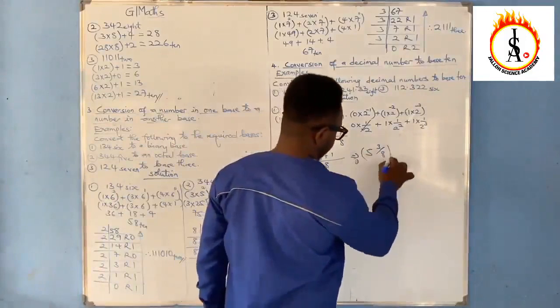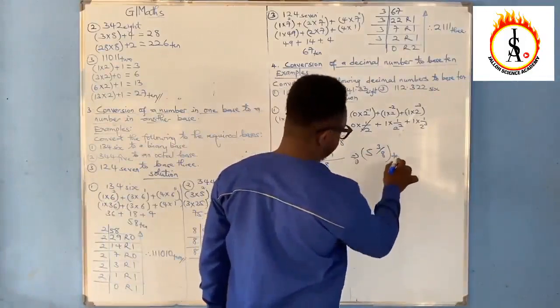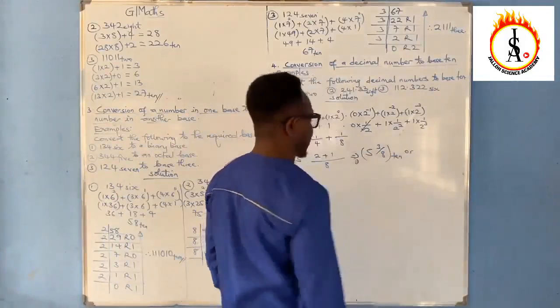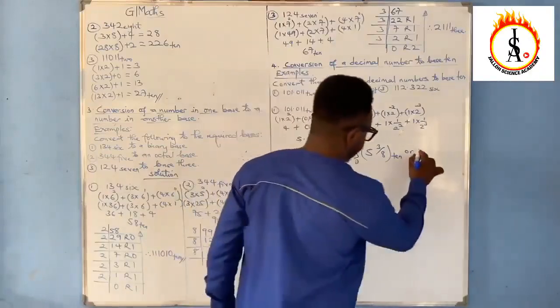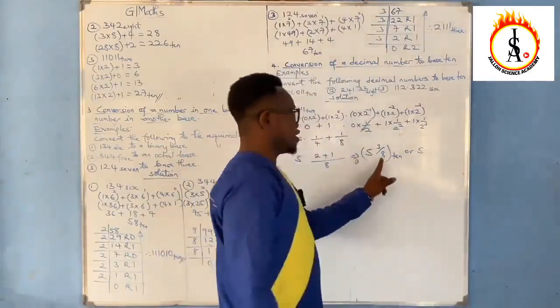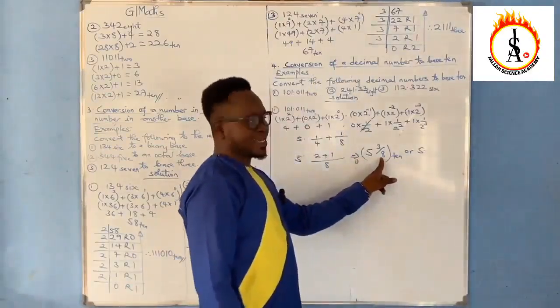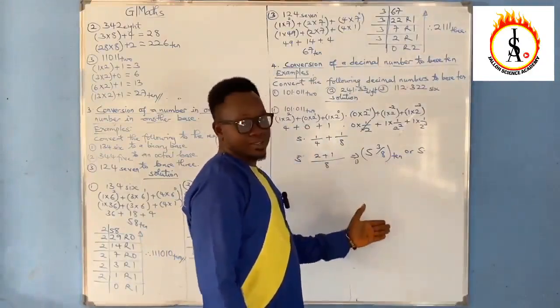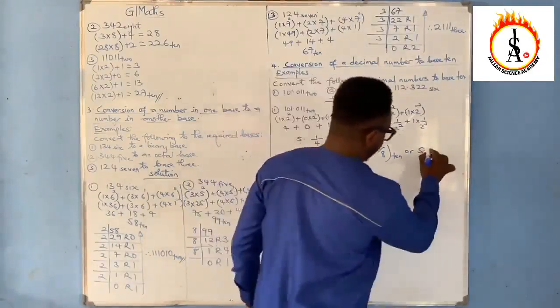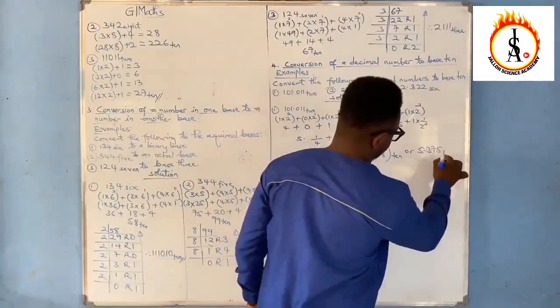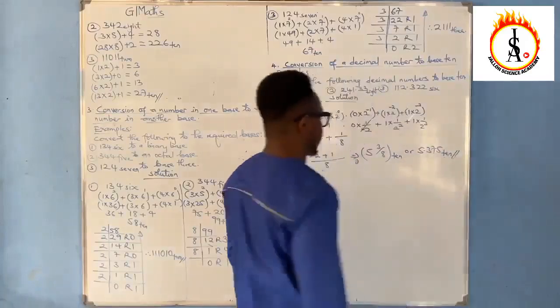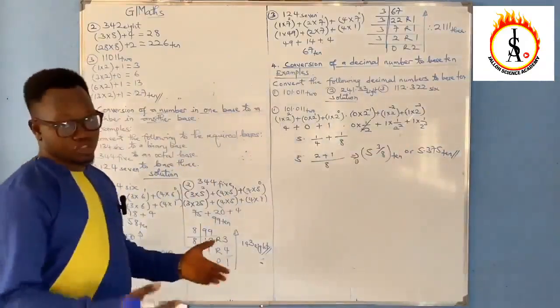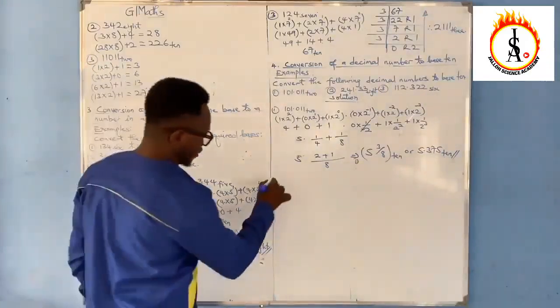So this is now in base 10. But you can write it like this. If you want to write it as a decimal, that is 5, 3 divided by 8, that is 0.375. So you have 5.375 in base 10. So either this or this, any of the two is correct.